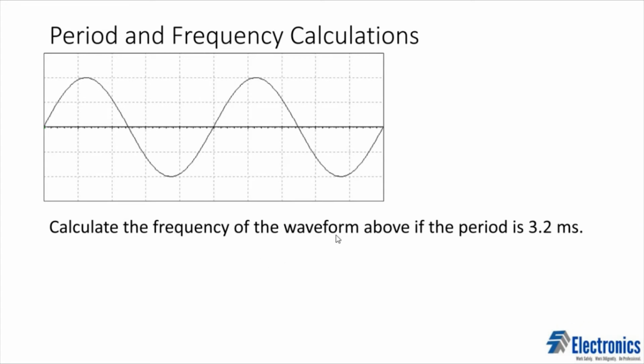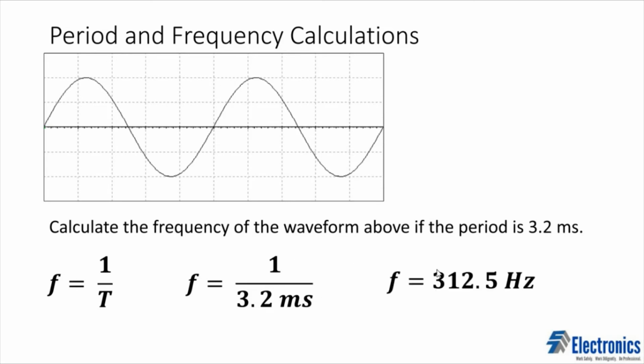So calculate the frequency of the waveform above if the period is 3.2 milliseconds. So we don't even need to count the divisions and figure it out, because we already know that the period is 3.2 milliseconds. So all we're going to do is use this formula and input the value for the period. Put that in your calculator, so 1 over 3.2 milliseconds, and you'll get a frequency of 312.5 hertz. Okay, again, pretty simple.